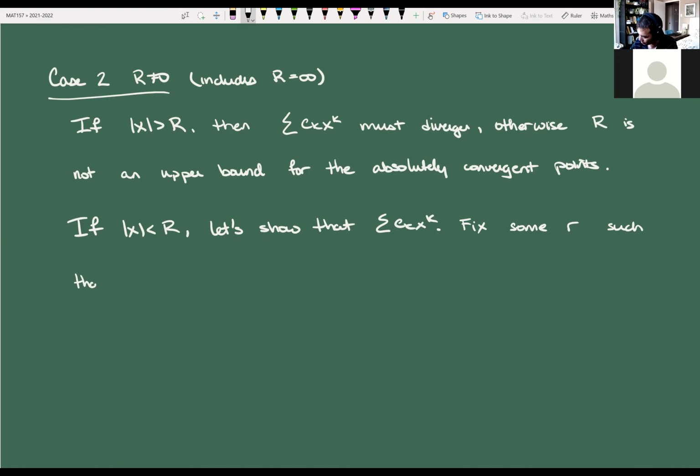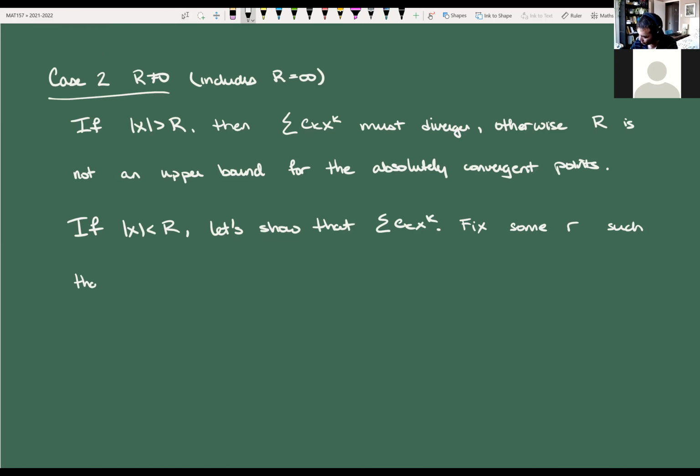In fact, let me take the k's out of the left-hand side: c_k r^k times x over r to the k. So I haven't done anything crazy. I multiplied and divided by r^k. Now we're in a good position. This number here is less than 1, because we said the absolute value of x is less than r. So if I take the absolute value of x divided by r, I get some number less than 1.